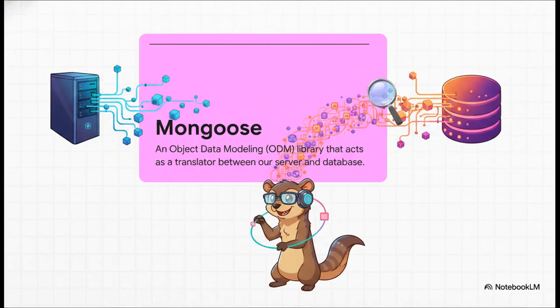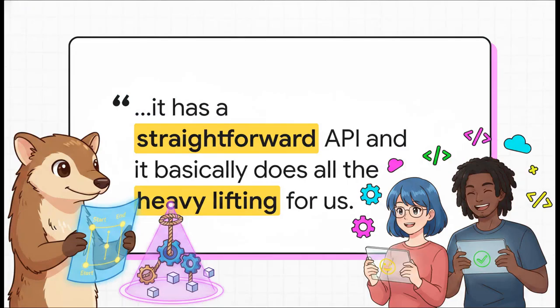Our Express server and our MongoDB database don't speak exactly the same language. And that's where Mongoose comes in. It's this essential library that acts as a translator, simplifying all the back and forth communication between our application and the database. So why Mongoose?